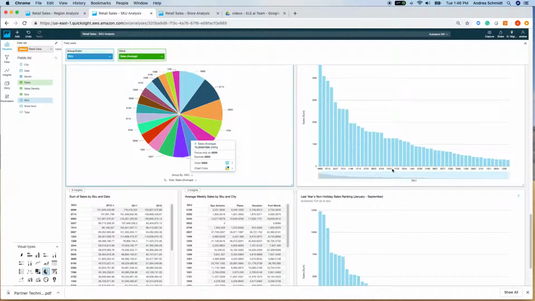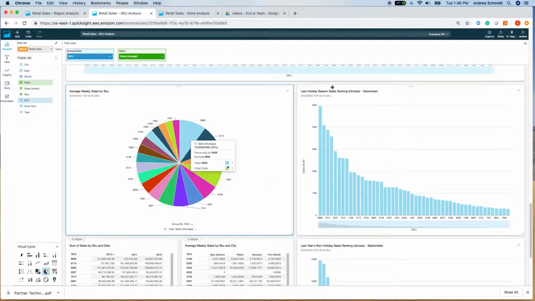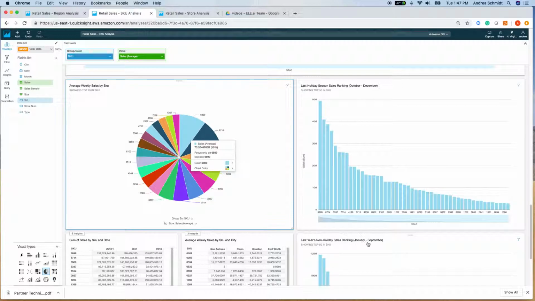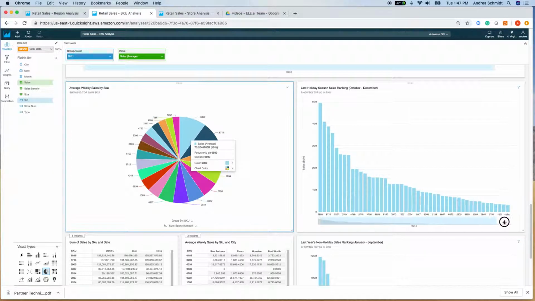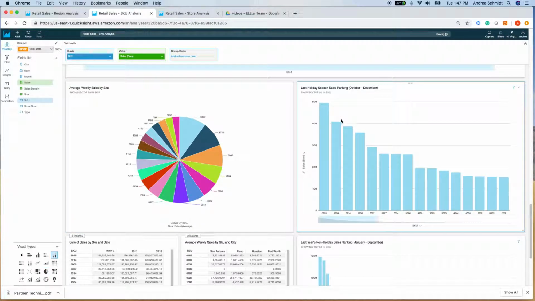Another visual I included in here is last holiday season sales ranking, October through December, and last year's non-holiday sales ranking, January through September. Why I did this: I wanted to look at one full year, since this data set ends in October of 2012. I want to look at a year's worth of data, so last year's data, and look at the ranking from October to December. So that is the selling season, the holiday season. And then I want to see which are my rank of best sellers last year, right?